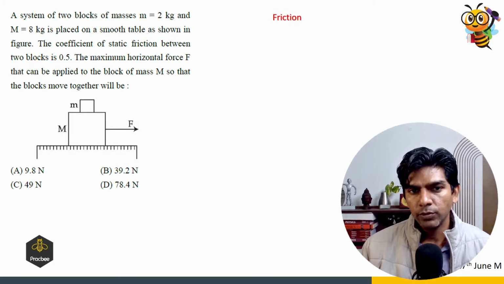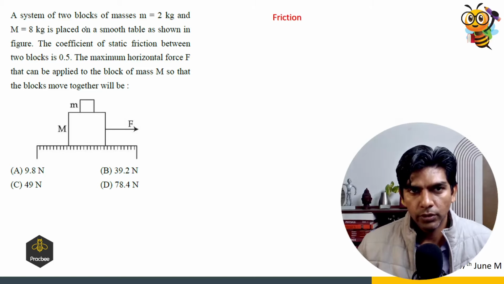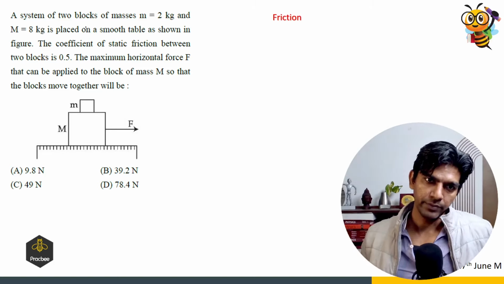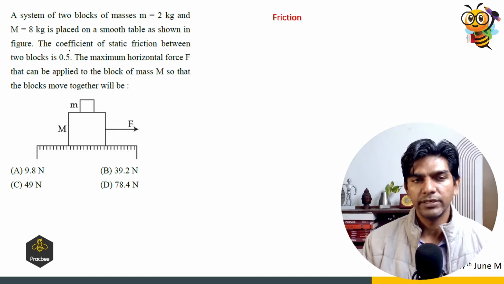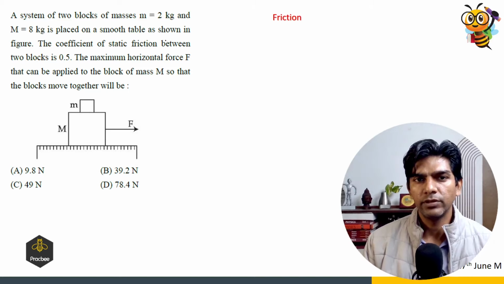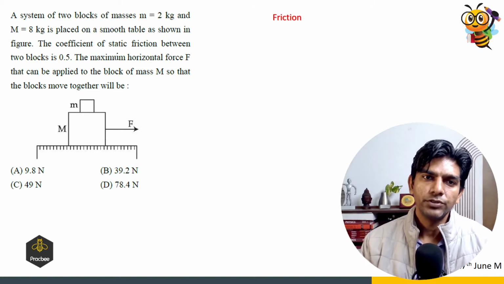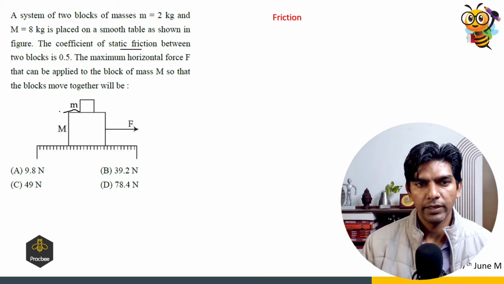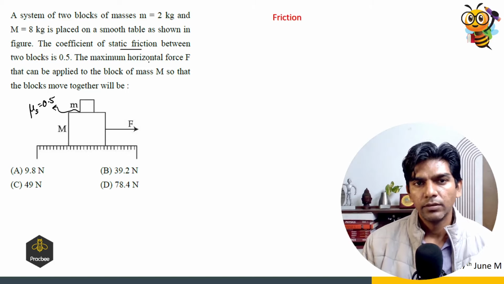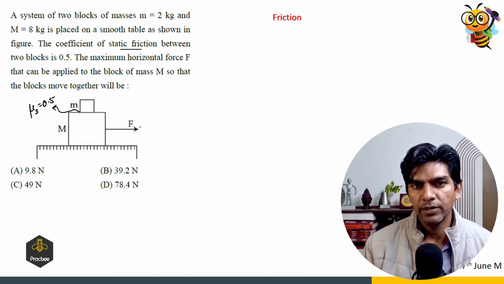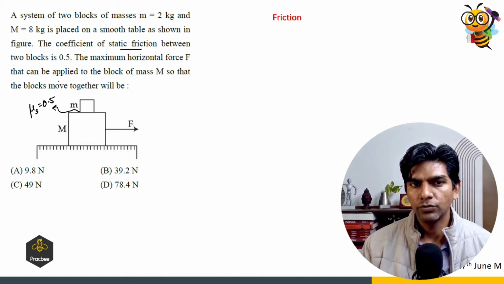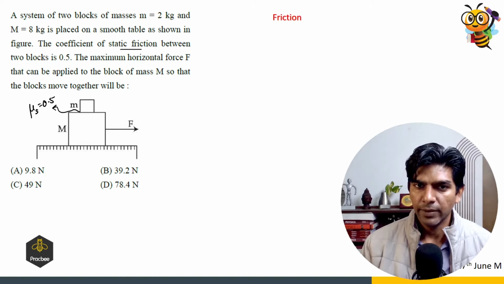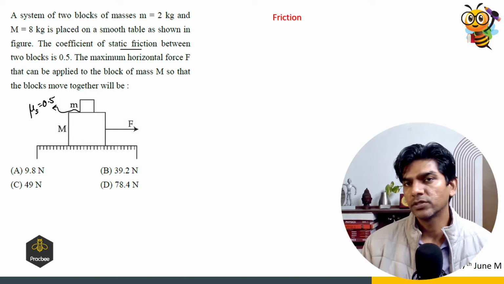Okay, so now we have the two blocks problem. A system of two blocks of mass m, small m is 2 kg, capital M is 8 kg, is placed on a smooth table as shown in the figure. The coefficient of static friction between the two blocks is 0.5. So here we have mu s is 0.5. The maximum horizontal force capital F that can be applied to the block of mass capital M such that both the blocks move together.